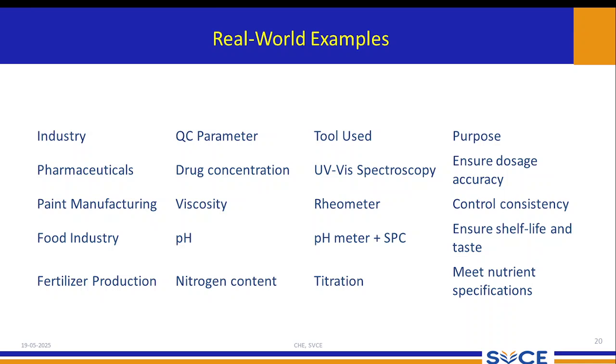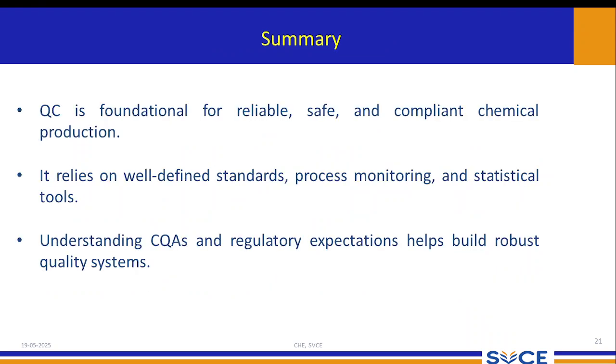SPC is statistical process control. Fertilizer production, nitrogen content, the tool used is titration, to meet nutrient specifications. Quality control is fundamental for reliable, safe, and compliant chemical production. It relies on well-defined standards, process monitoring, and statistical tools. The underlying quality control attributes and regulatory expectations help build robust quality controls.